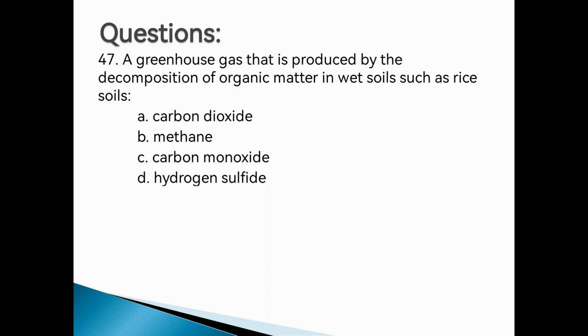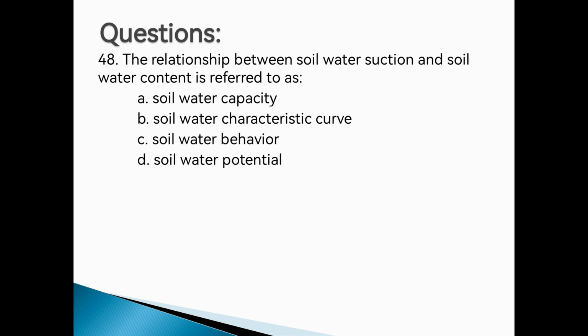Number 47. A greenhouse gas that is produced by the decomposition of organic matter in wet soils such as rice soils. A. Carbon dioxide, B. Methane, C. Carbon monoxide, D. Hydrogen sulfide. The correct answer is B. Methane.